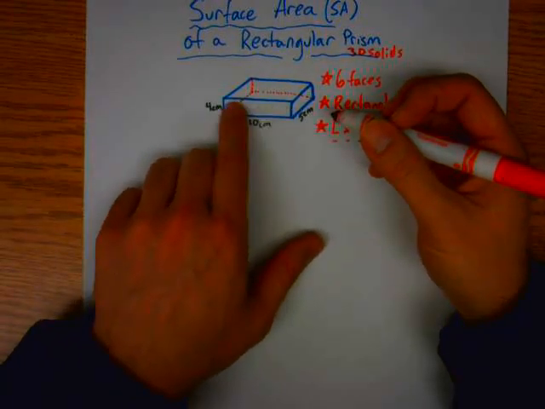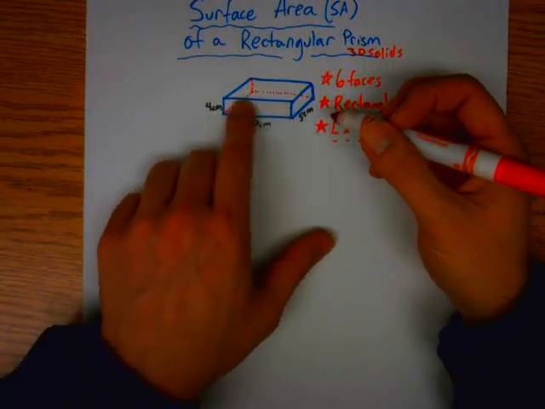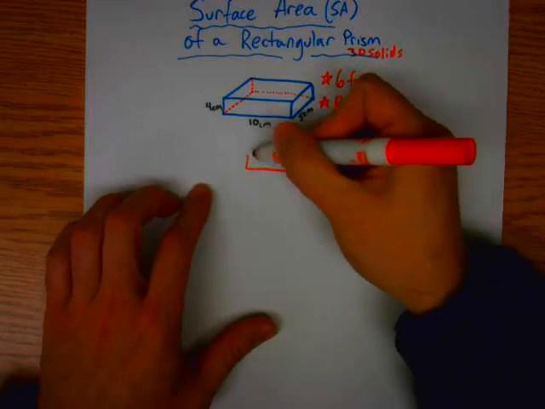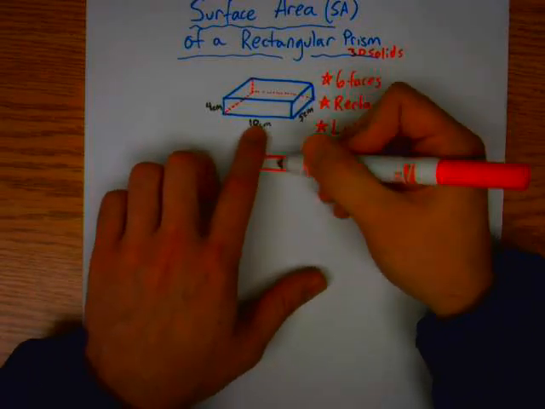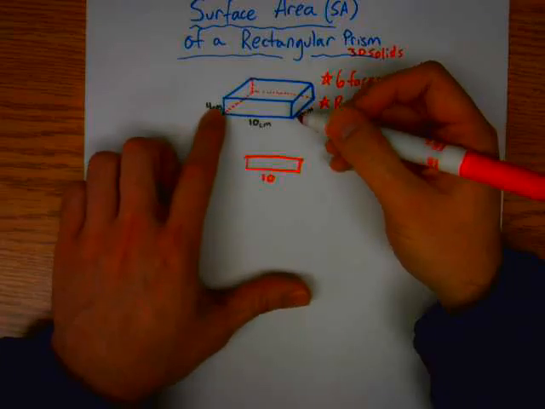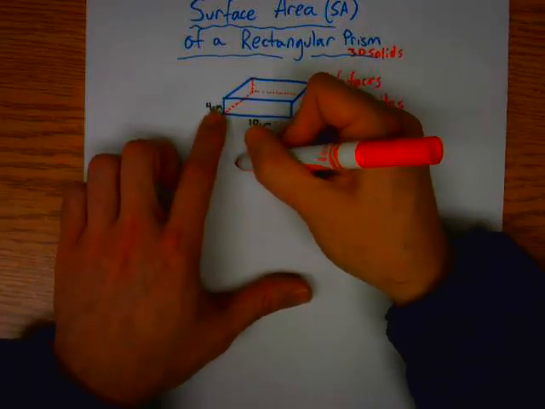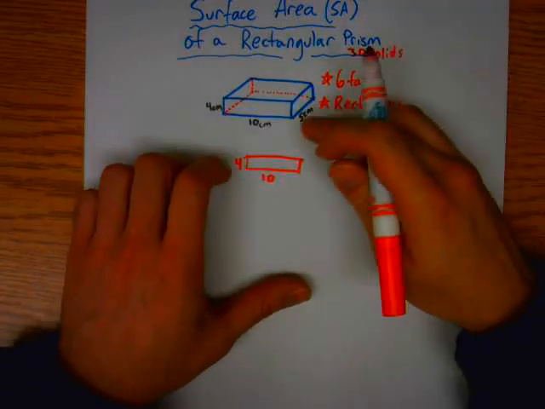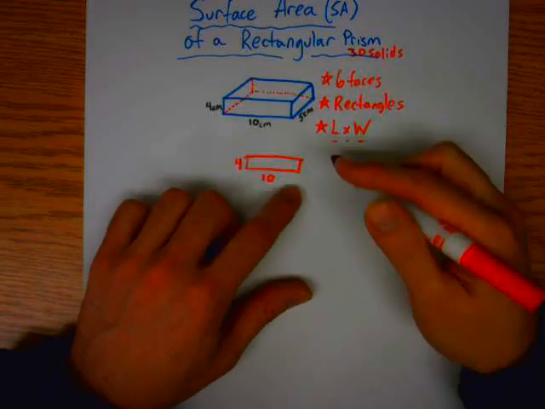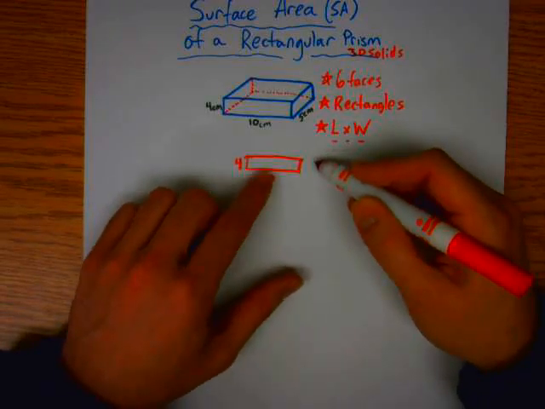We have this face facing us right here, looking right at us at the front. I'm going to draw that here just so we can see it again. And we know the bottom line is 10, and we know the height, or this line here, is 4, just like that. We don't need the 5 because you can see the 5 isn't connected to this piece here. So we're just going to use the 10 and the 4.